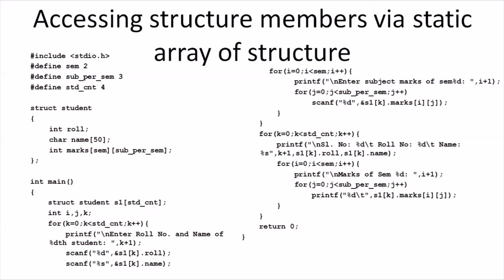Similarly, when we want to display the content of the array, we use S1 of k dot roll to display the roll number of the kth cell of the array, S1 of k dot name to display the name of the kth cell of the array, and similarly for marks we write S1 of k dot marks. Even in this case, the output will be as expected.